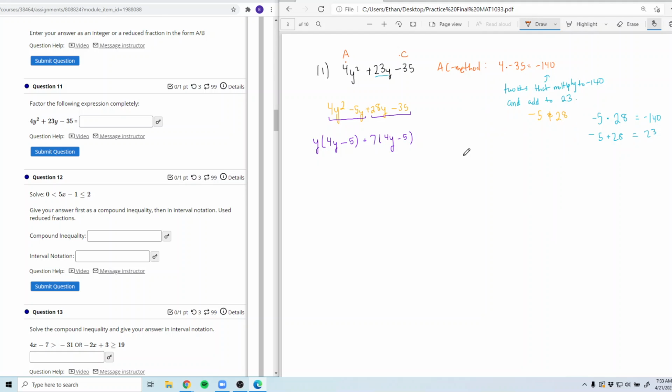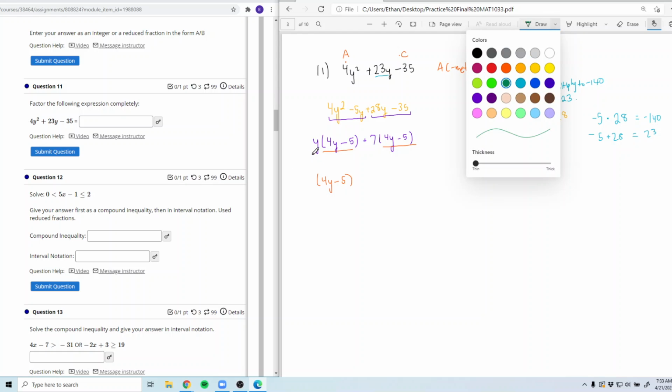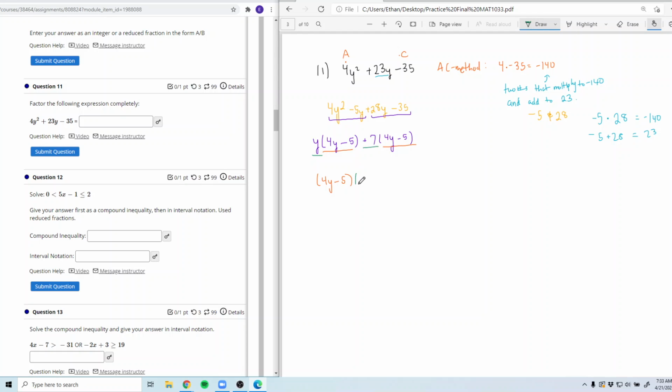Once you're here, you're actually almost done because the thing inside the parentheses is one of your factors, 4y minus 5. The other factor, that's the stuff on the outside. We have y plus 7. And that's our answer. What is number 11, this thing factor to? 4y minus 5 times y plus 7. Once again, I know there's a lot of ways. You may have another way to do it, but this is my way because it always works and you don't have to guess and check.